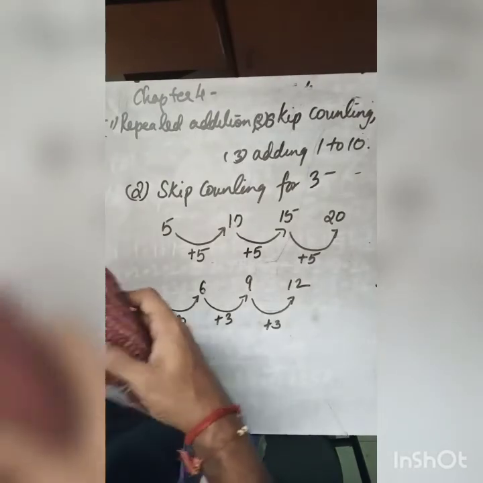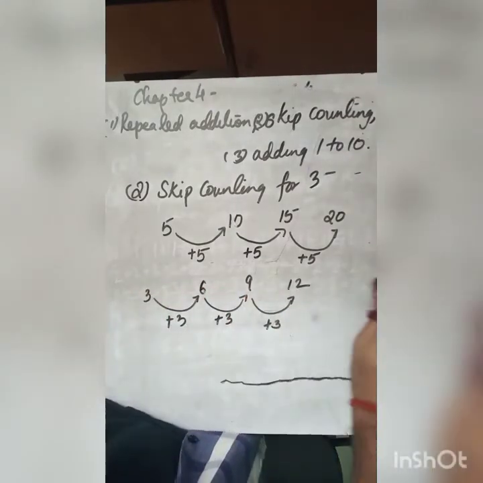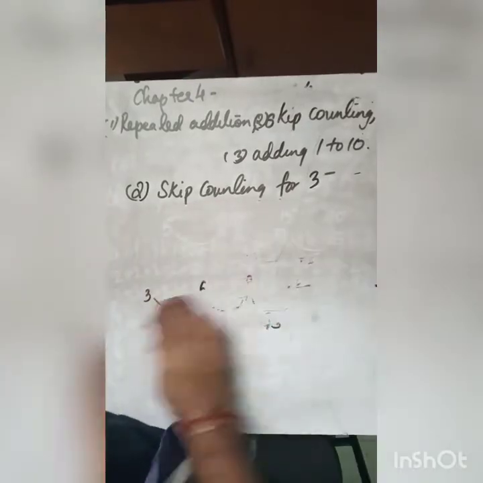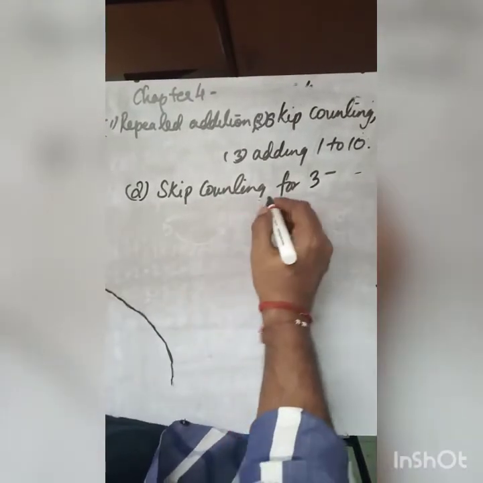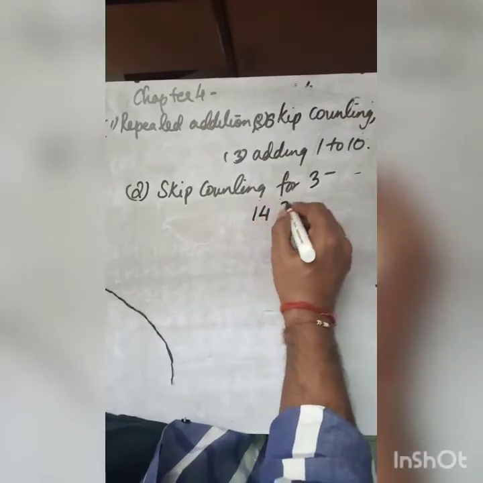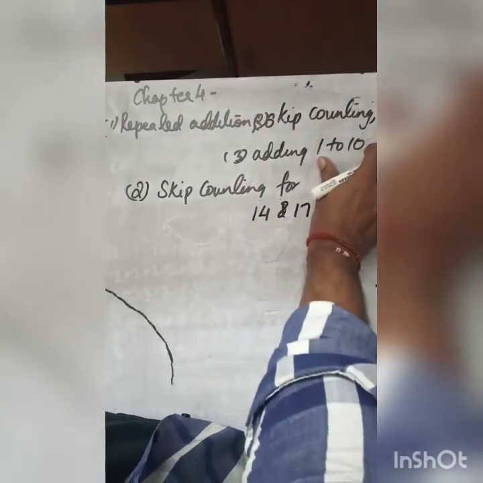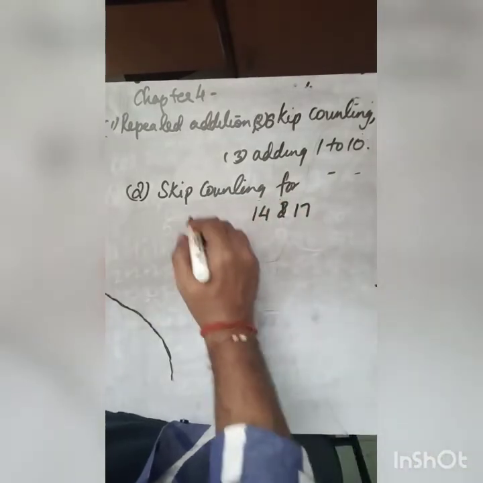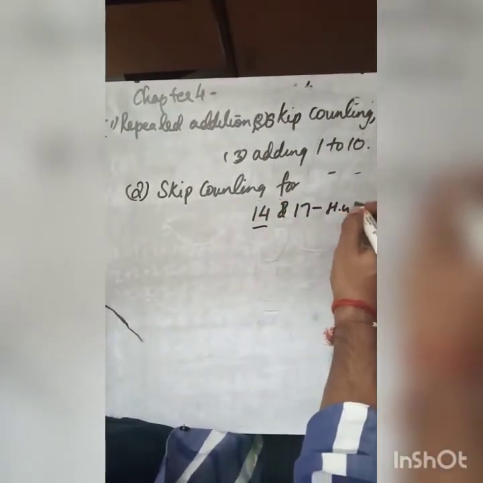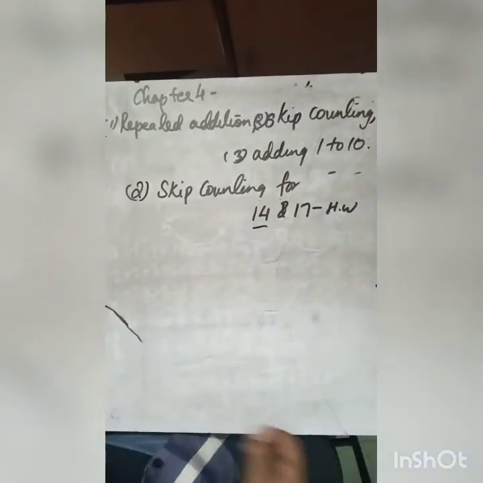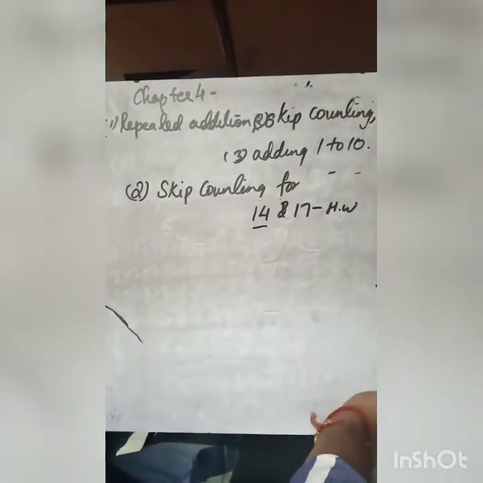Now, if you go back to the exercise 4.1, it says question number B. I repeat, question number B, it says multiplication table of 14 and 17. This would be using skip counting. So I'll be doing 14 for you right now, and 17 would be homework. Please make sure you do your homework regularly. And if in case you have any doubt, you can call us.